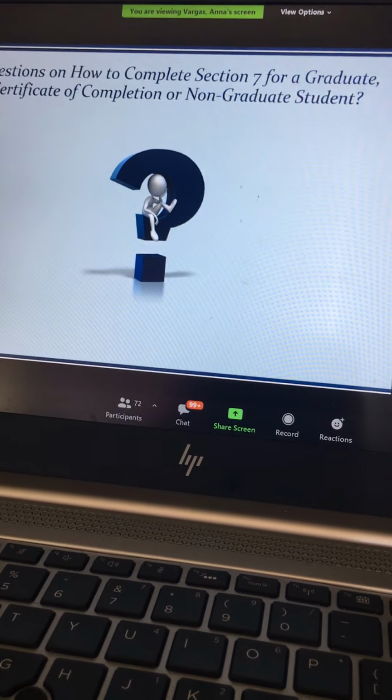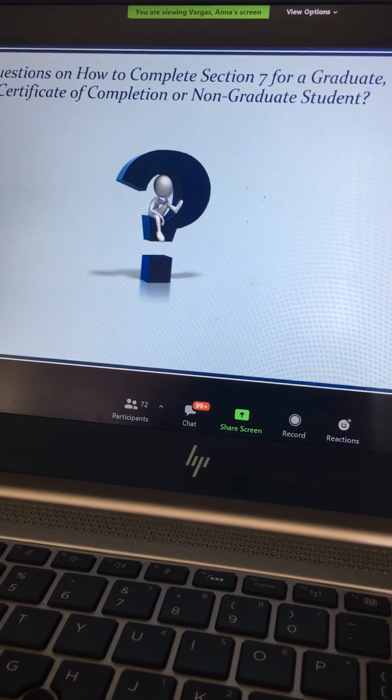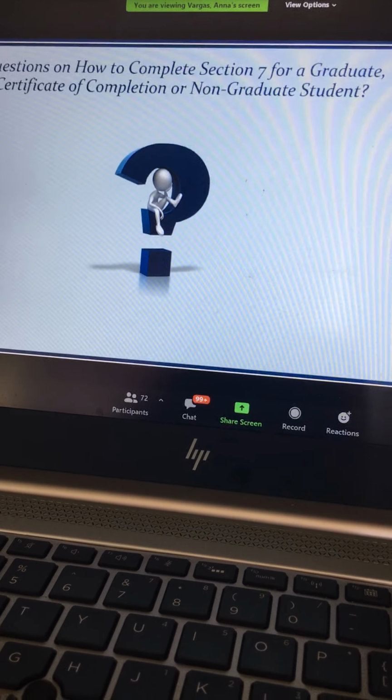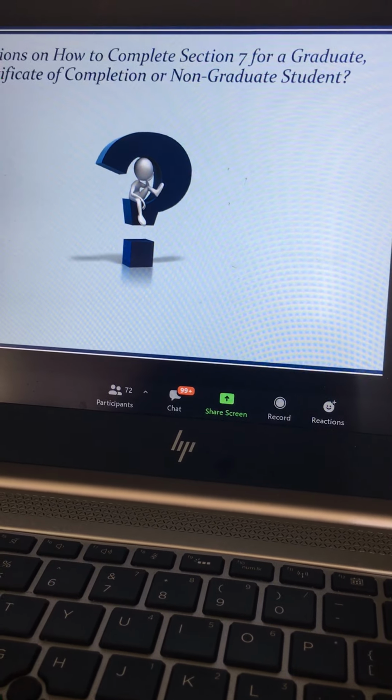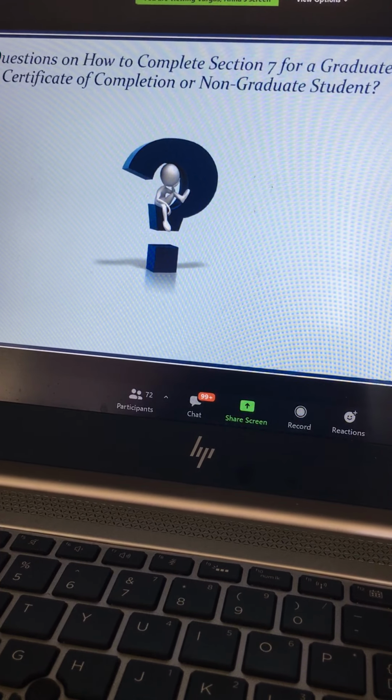Do we have any questions on how to complete section 7 for a graduate student, for a student who earned a certificate of completion, or for an undergraduate student? Yes. Okay. We have a few. All right.